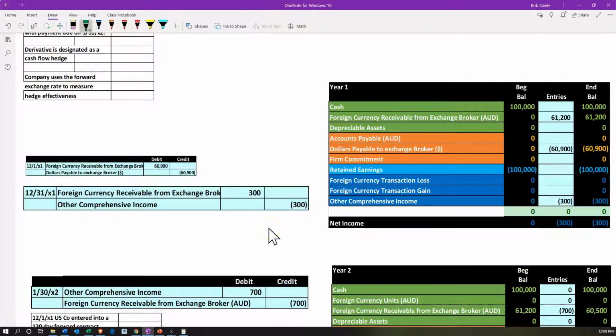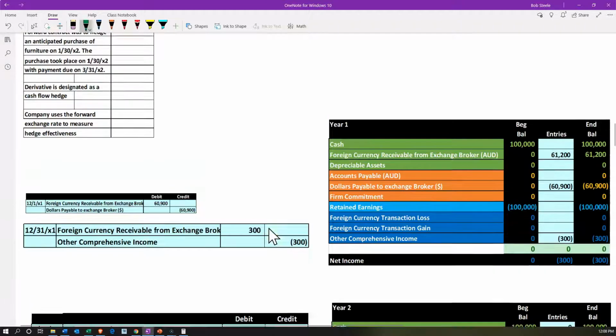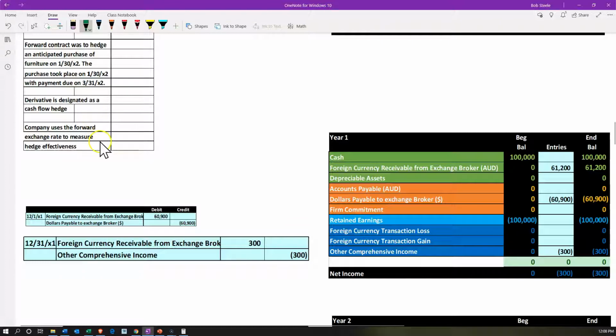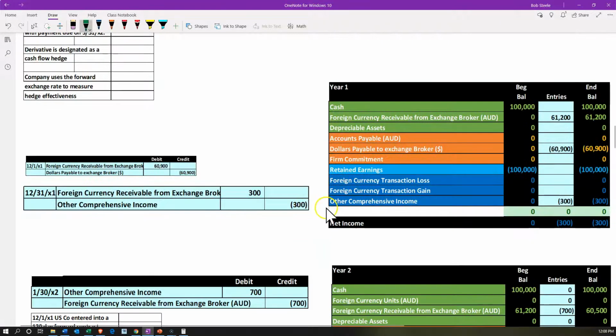The other side, though, is not going to the gain as we would normally expect, but this time going to other comprehensive income. That's due to the fact that the derivative is designated as a cash flow hedge at this point, right? It's a cash flow hedge, so that's going to be the difference. So we're going to be putting it to other comprehensive income.